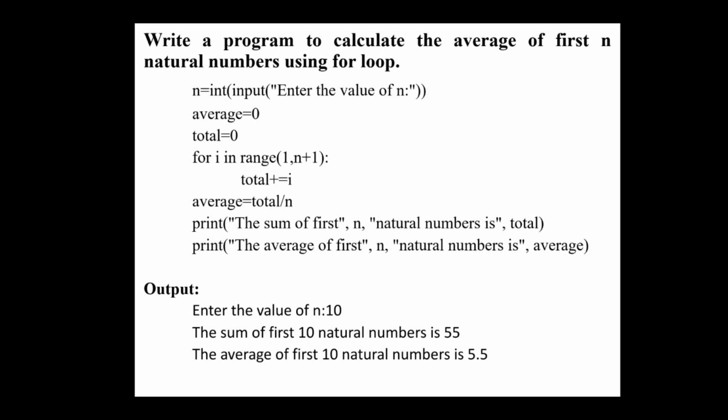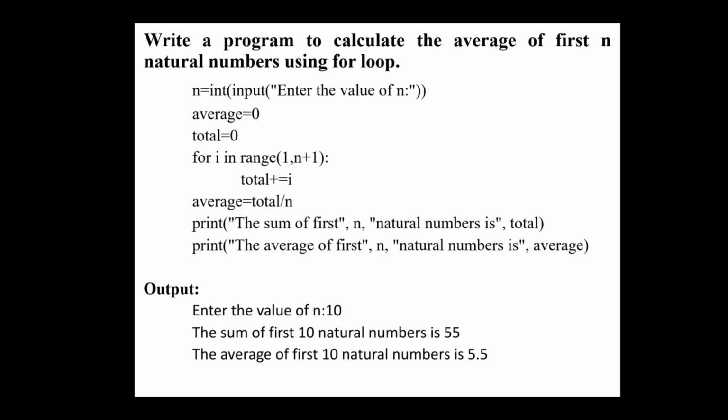Next, write a program to calculate the average of first n natural numbers using for loop. Now the previous problem and this problem are more or less the same, the only difference is that here after calculating the sum we have to calculate the average. So n = int(input("Enter the value of n")).